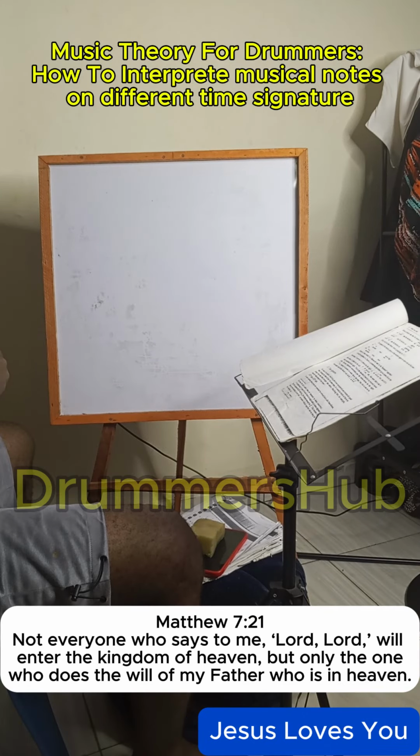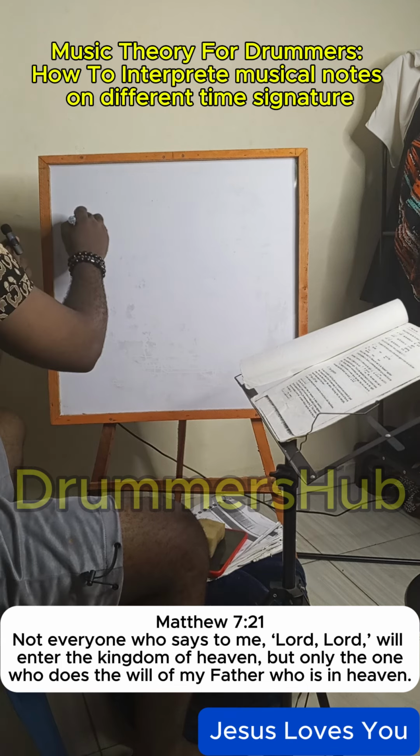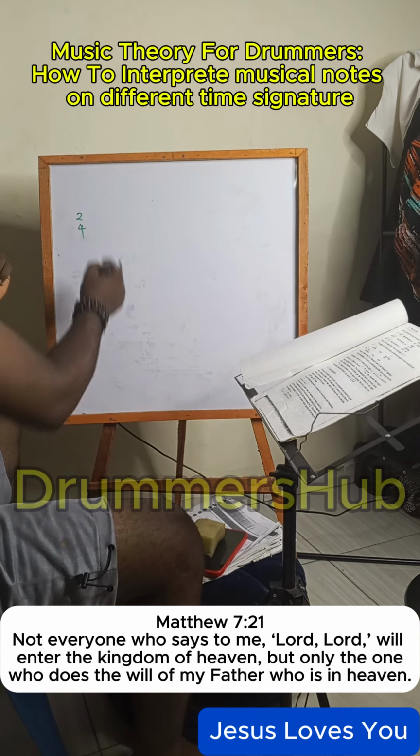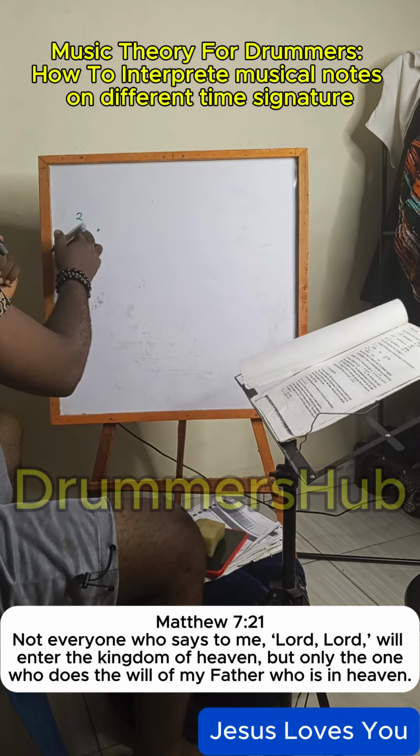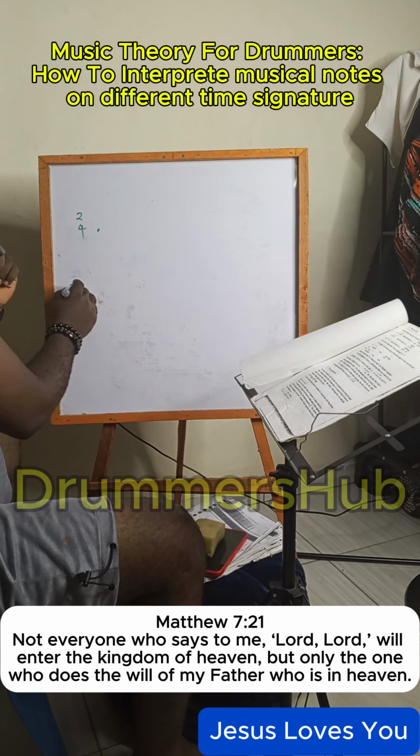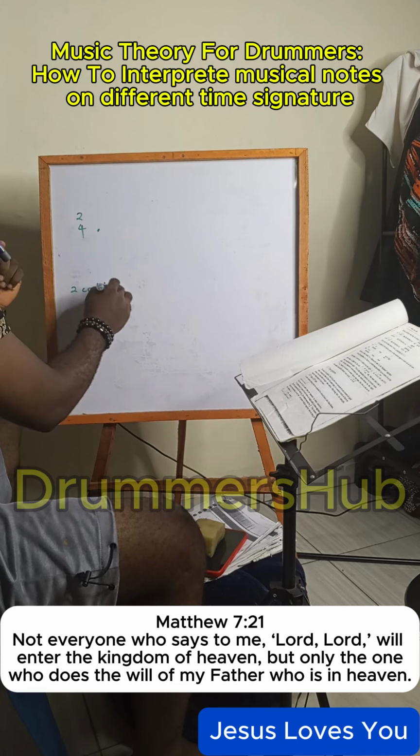So I'm just going to give us a little demonstration example of how notes are written based on the time signature. For example, when we have a 2/4 time signature, it can be written this way. This means 2 crotchets in a bar. That's what 2/4 means, 2 crotchets in a bar.